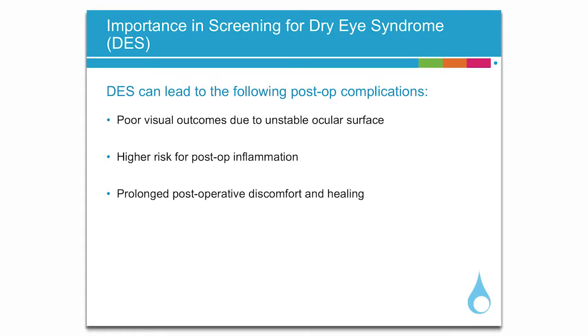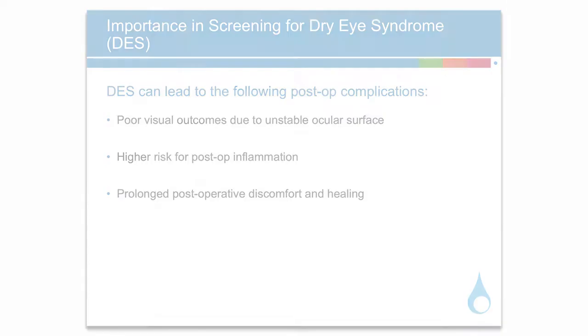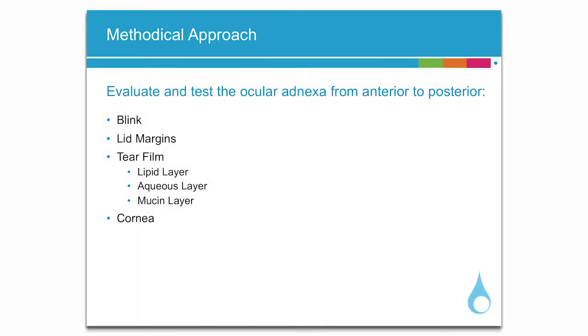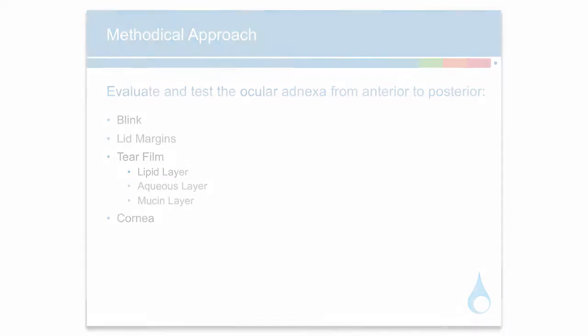It is very important to screen for dry eye syndrome because it may lead to potential post-op complications such as poor visual outcomes due to an unstable ocular surface, higher risk for post-op inflammation or haze, and prolonged discomfort and healing. There are numerous tests to assess dry eyes, and no one test is completely definitive. Therefore, we suggest evaluating and testing the ocular surface and adnexa starting from the most anterior surface and working back through the lid margin, the tear film, and finally the cornea.